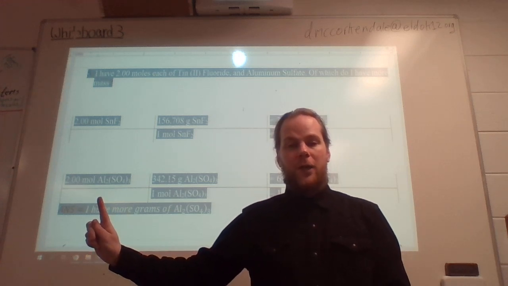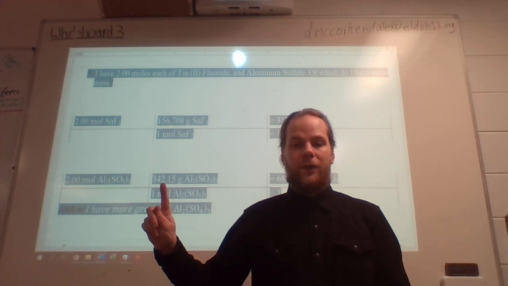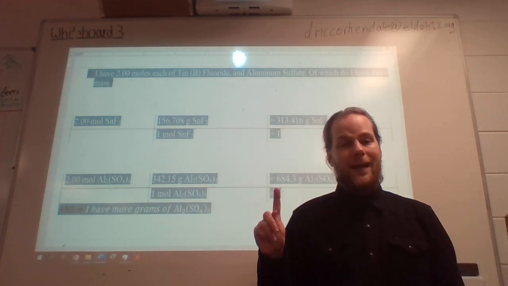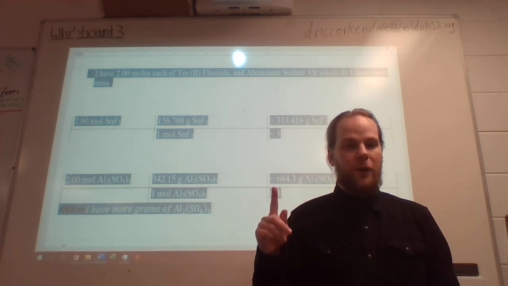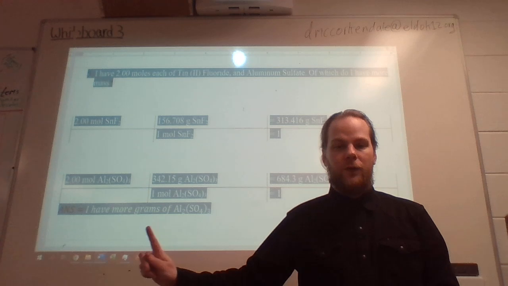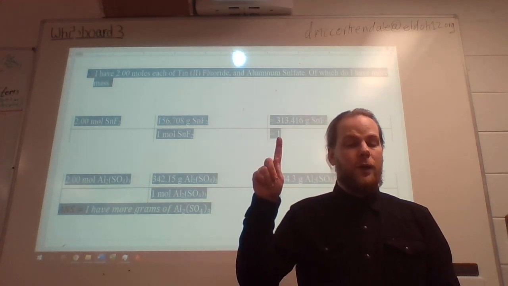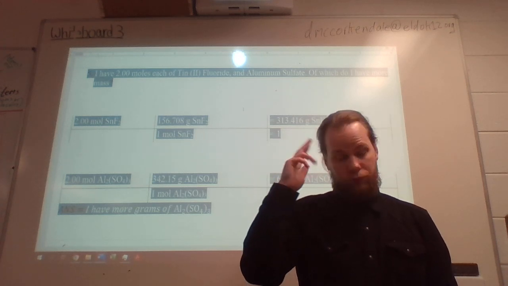This one down here, same thing. We have the moles canceling. So we take 2 times 342, which gives us 680. So 300 versus 600. 600 is bigger. We have more mass of this. So we have more aluminum sulfate than we do tin 2 nitrate. No, tin 2 fluoride. Tin 2 fluoride.